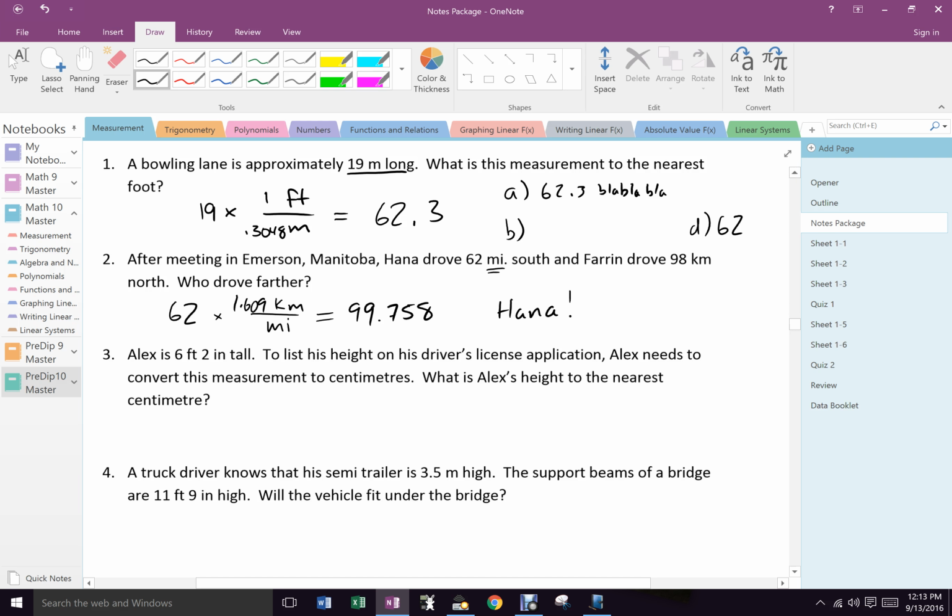Alex is 6'2" tall. List his or her driver's license. He needs to convert this measurement to centimeters.